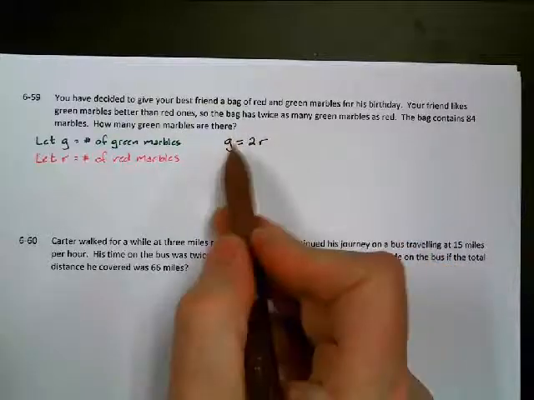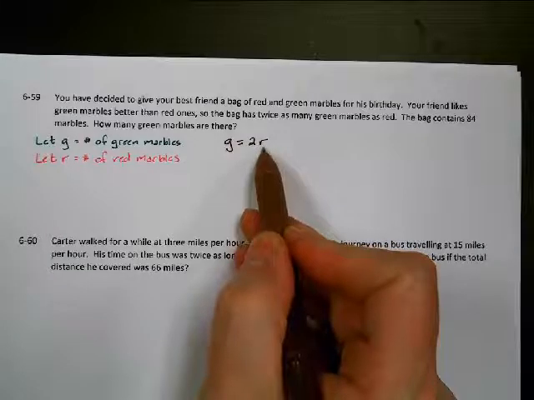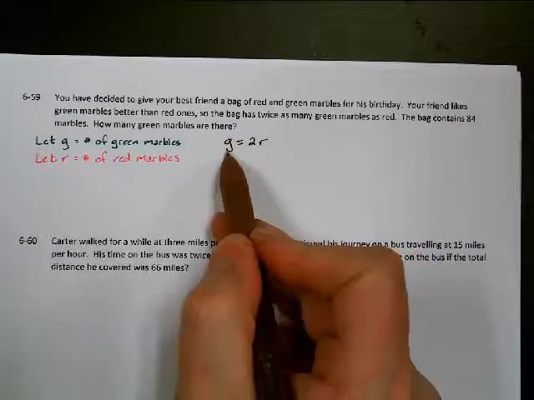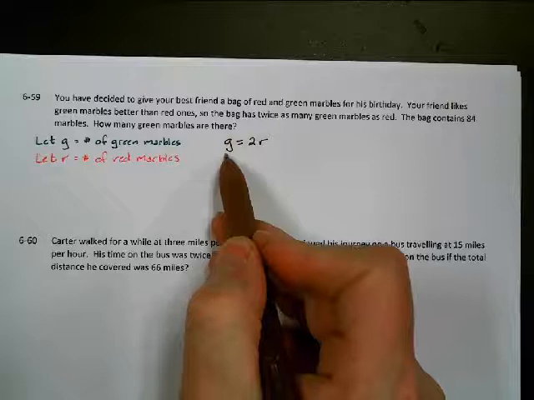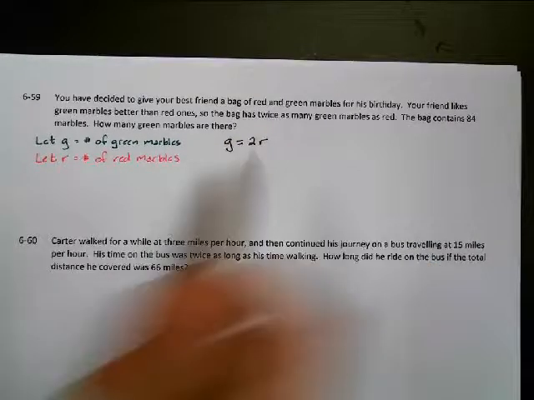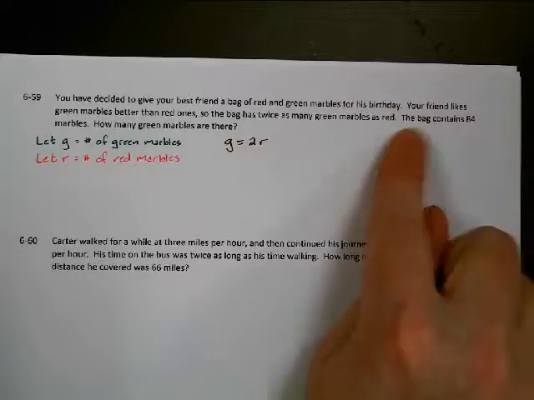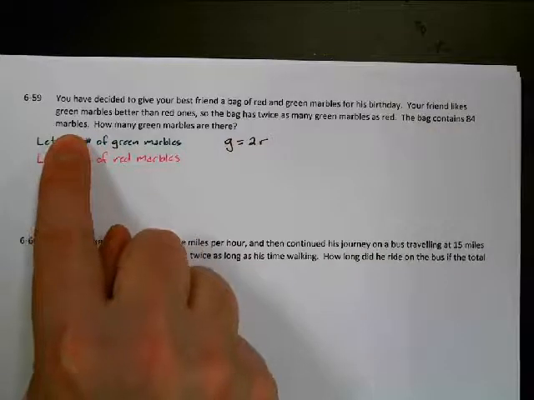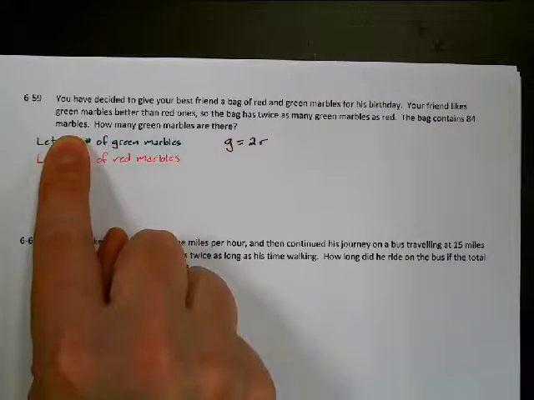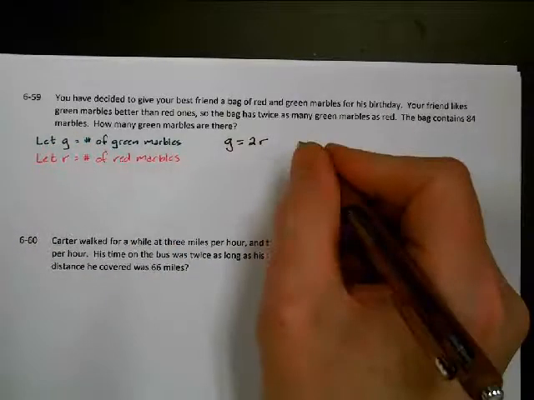So let's say that I had 5 red. That would mean there's 10 green because I have twice as many. If I had 20 red, that'd mean there'd be 40 green. So there's my first equation. Green equals 2 times the red because there's twice as many green. Our second equation is from this last part. The bag contains 84 marbles. Well, what's in the bag? Well, marbles. What kind of marbles? Red and green ones. So I can write the equation: the green marbles plus the red marbles equals 84.